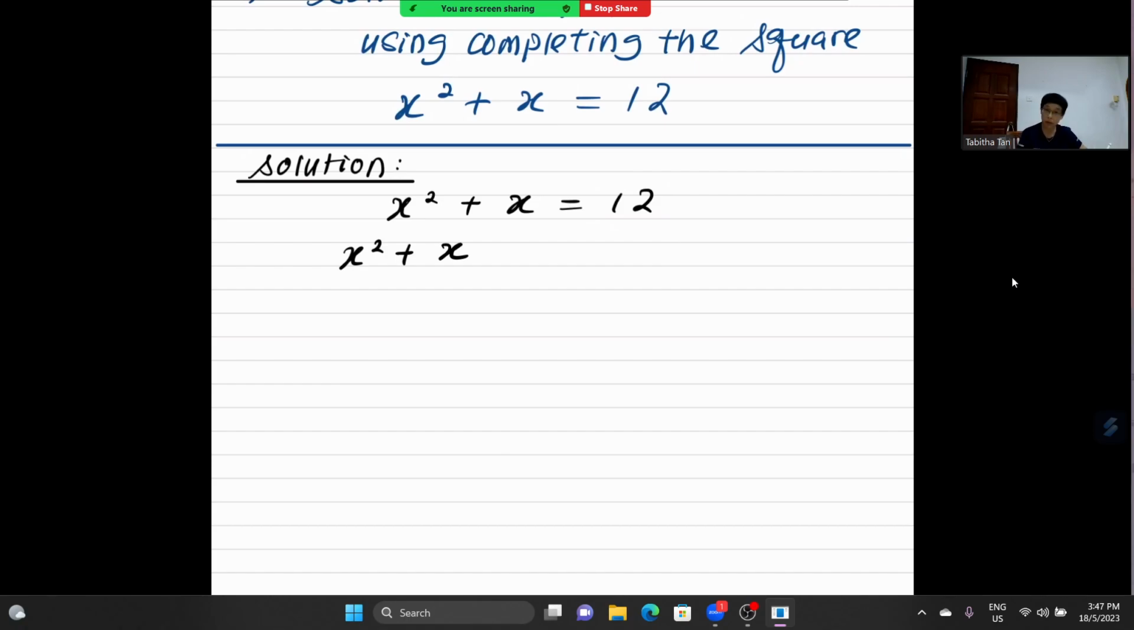What is the b in this question? The b is 1. All right, so that is the b. Therefore, we're going to put a 1 over 2 squared. And of course, we add this component on the left hand side. We will also keep the balance by adding this component on the right hand side. So we will just keep the equation in balance, and we're going to copy down the 12.